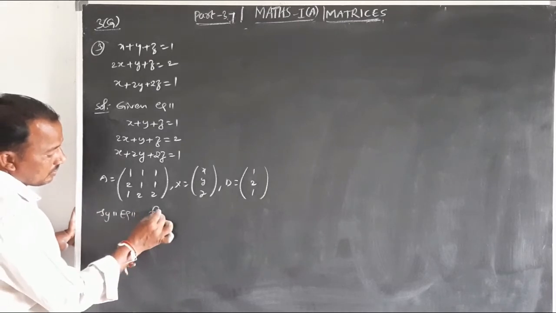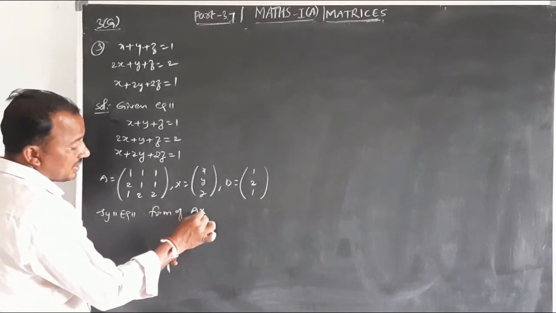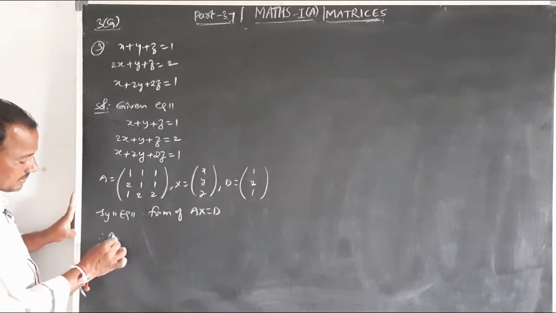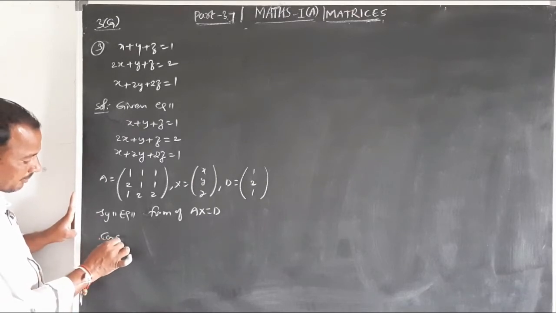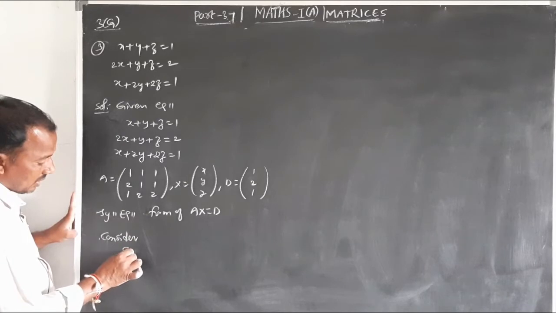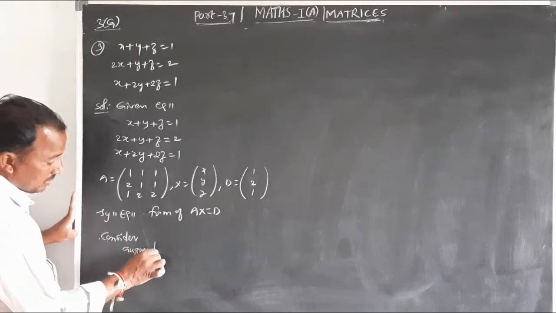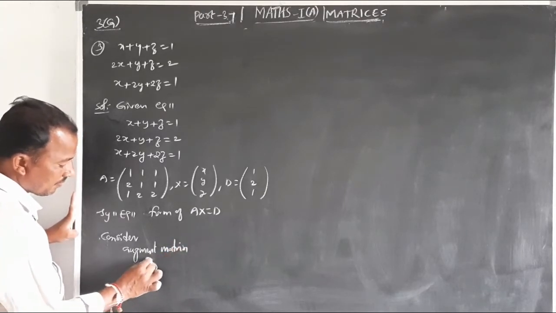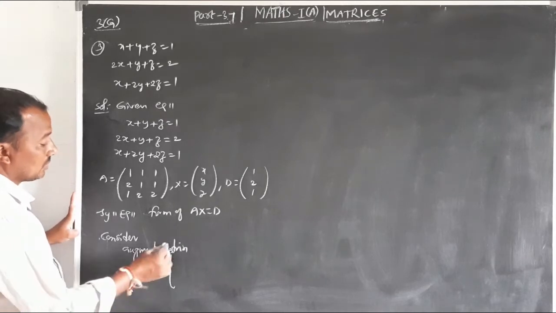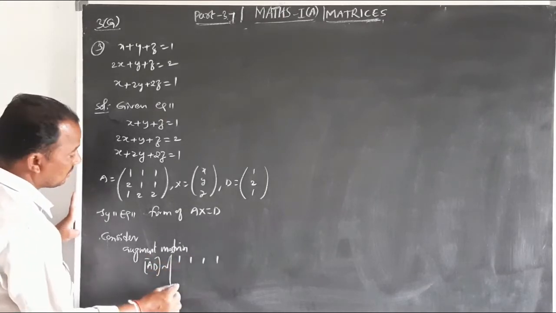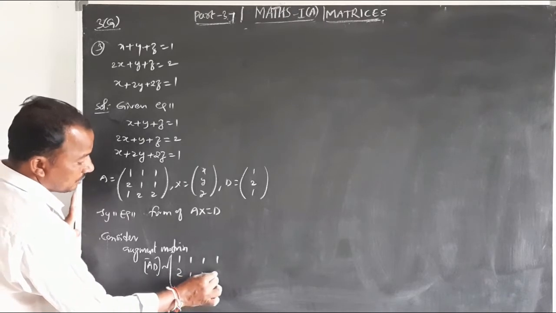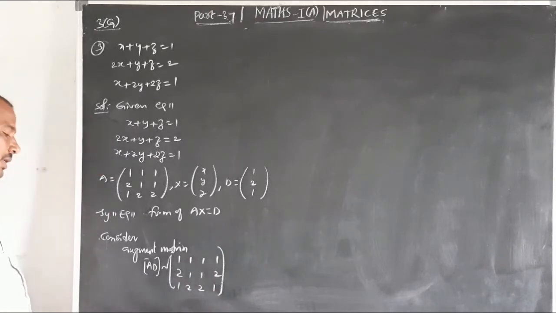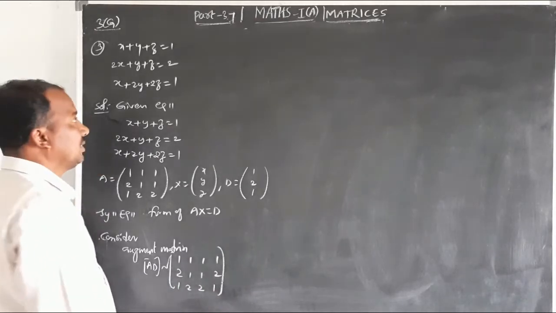The system of equations is in the form of Ax equals D. Then consider the augmented matrix. What is the augmented matrix? AD is 1 1 1 1, 2 1 1 2, 1 2 2 1.